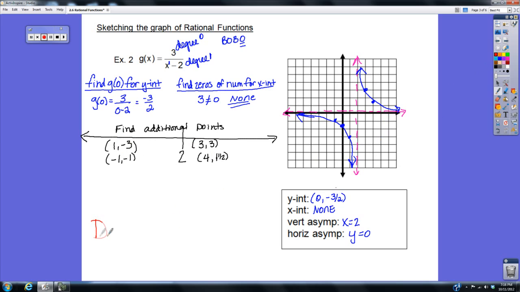Now, even though it doesn't ask, I want you to answer this for me. What's the domain? If I have an asymptote at x equals 2, what's the domain? All real numbers except 2. x cannot equal 2, so I'm going to go from negative infinity to 2, and 2 to positive infinity.